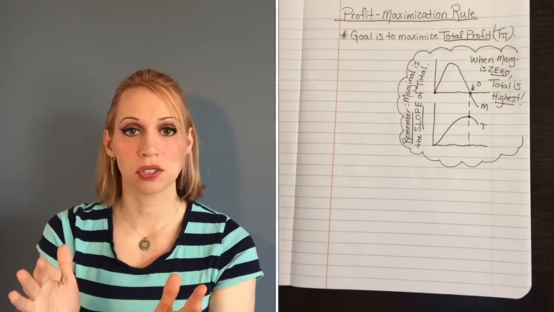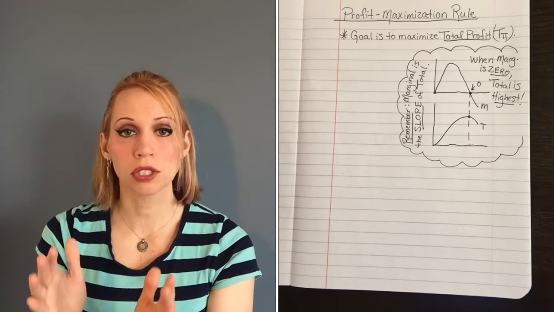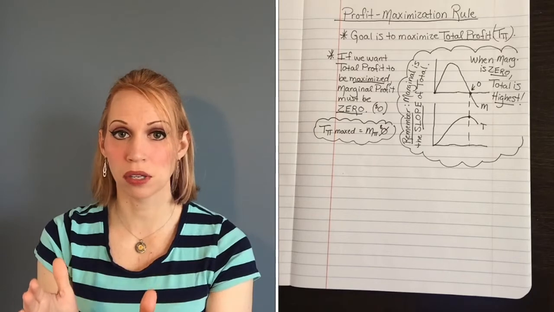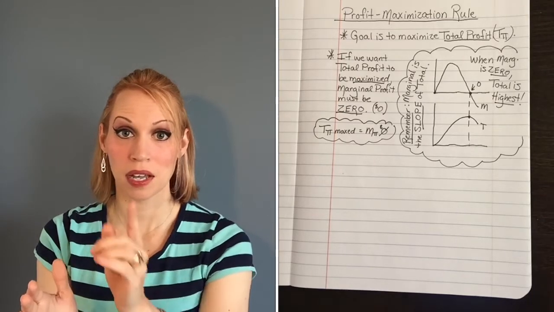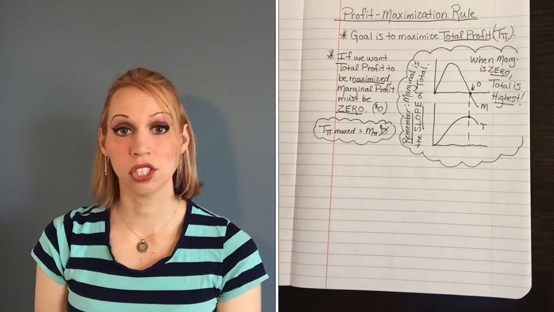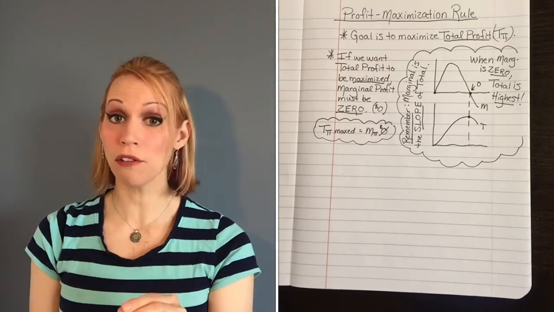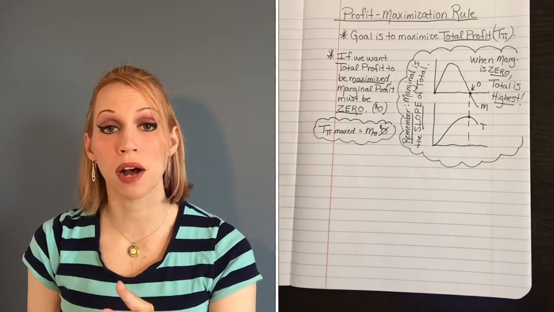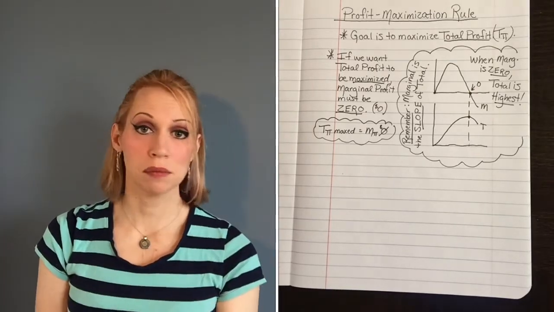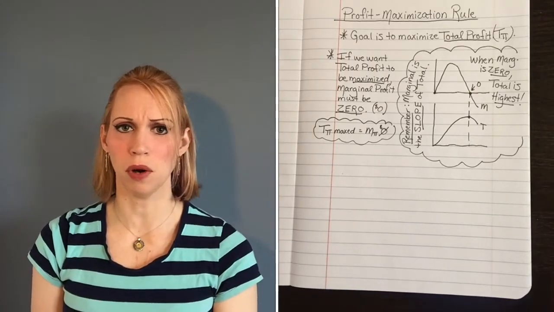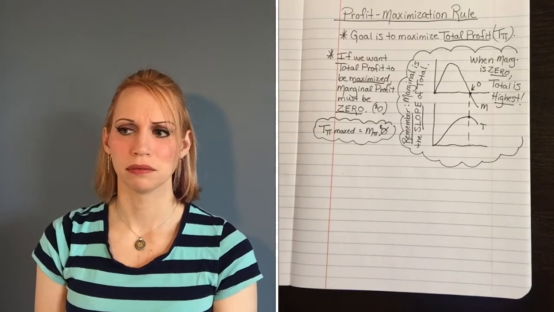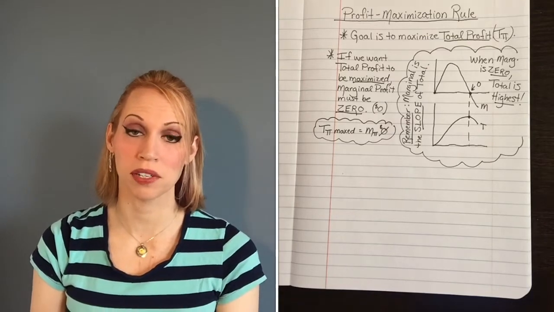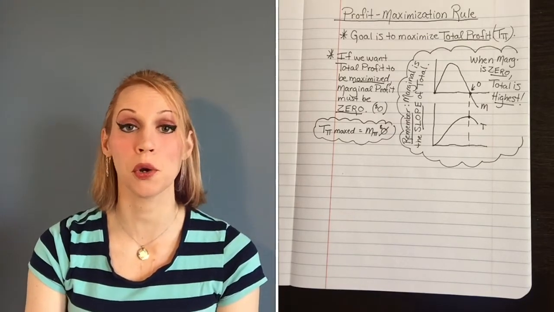So think about those graphs. If we want our total to be at its highest point, what does marginal have to be? It has to be 0. It stands to reason that our total profit will be maximized when our marginal profit is 0. Now sometimes students are looking at that and they're like, ooh, a marginal profit that's 0, that sounds terrible. You're not trying to maximize your marginal profit, you're trying to maximize your total profit.